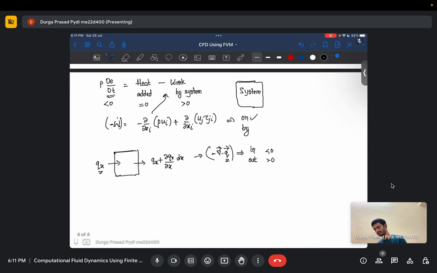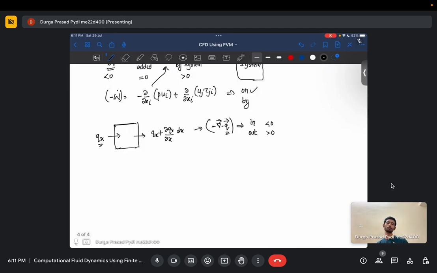The problem here is if you just use this equation, we do not know this qx, qy and qz. So we need to have a closure form of it, and that's where your Fourier equation comes into the picture, where your q is related to your temperature field.